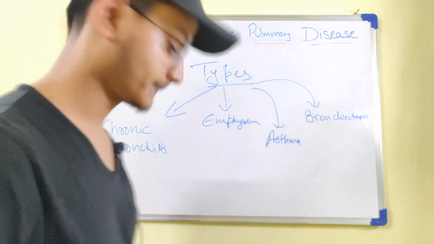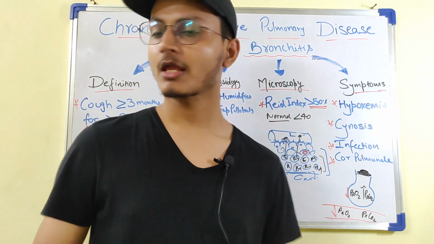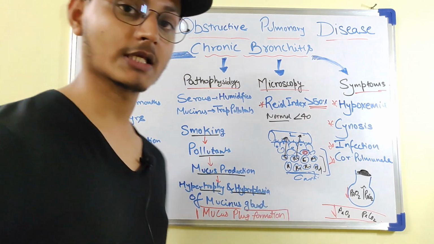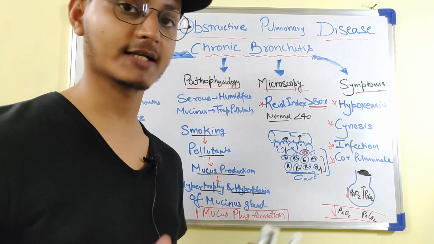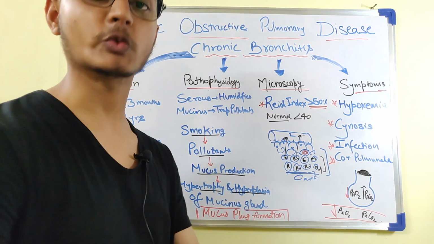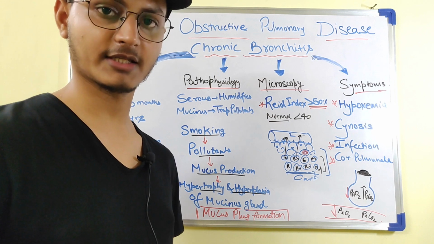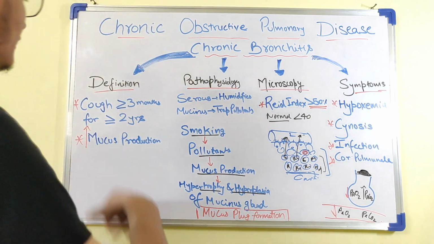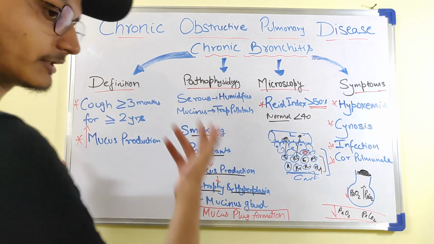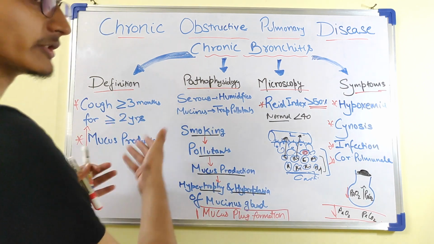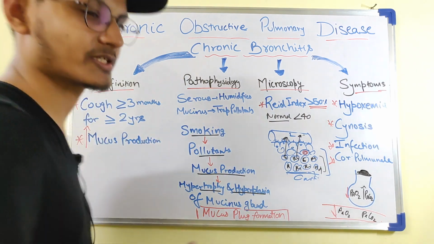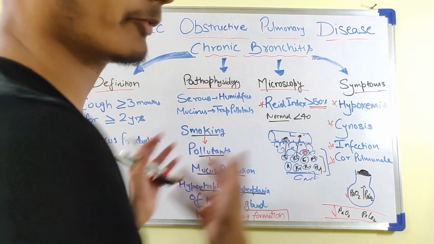So let's begin. Continuing with chronic bronchitis, we define chronic bronchitis as when a person has cough with expectoration, that is mucus production, for more than 3 months, and this goes on for at least 2 years. I hope you get that. The cough with expectoration for more than 3 months, and this episode lasts for at least 2 years or more. And there's increased mucus production, as I just told you. So this was the basic definition, where I was highlighting the points to you.